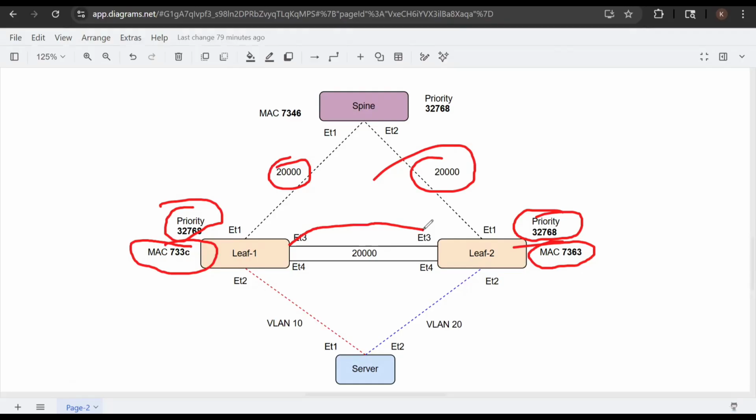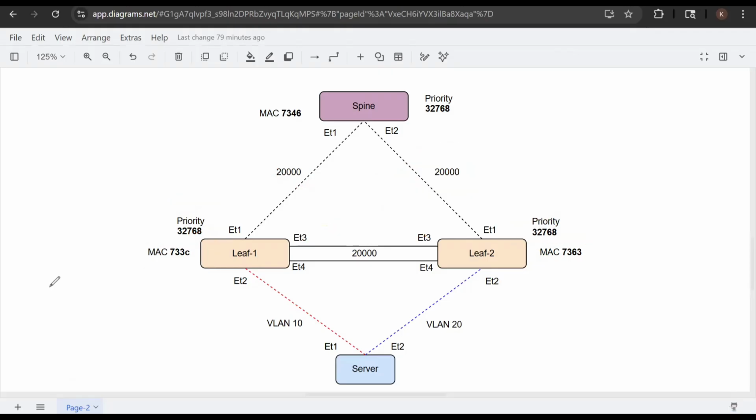"I have this root path cost. What is yours? Okay, we have the same. I have this bridge ID. What is yours? Okay, we have the same. I have this MAC address. What is yours? Yours is that. Okay, I have the lower MAC address. So I'm going to become the designated port, and you have to become the alternative port." That is what is happening right now. But I'm going to change that now.